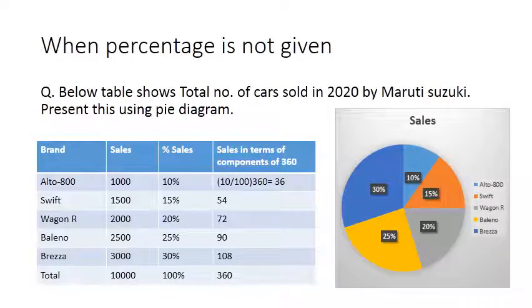Here, if the data is not given in terms of percentage, and you will be asked to present this data in the form of pie diagram. Question is given, the table shows the total number of cars sold in 2020 by Maruti Suzuki. Present this using pie diagram. You are having Alto 800, 1000 cars, Swift 1500 cars, Wagoner 2000 cars, Baleno 2500 cars, Brezza 3000 cars. So Maruti Suzuki has sold these number of cars, and total cars sold it is 10,000.